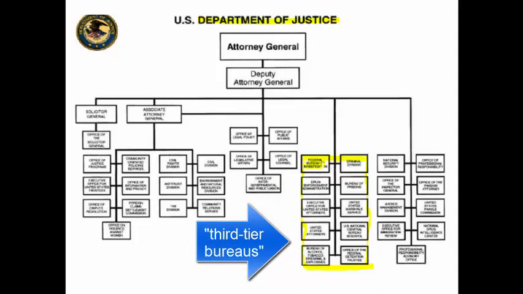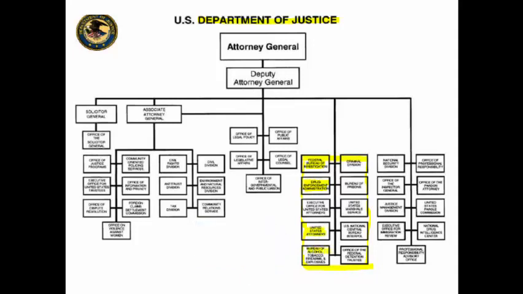FBI, DEA, there's the DEA right there. There's the United States Attorney's Office right there. There's the Bureau of Alcohol, Tobacco, Firearms right there. We've also got Bureau of Prisons, United States Marshal Service right there. So there's the third tier bureaus for the Justice Department.